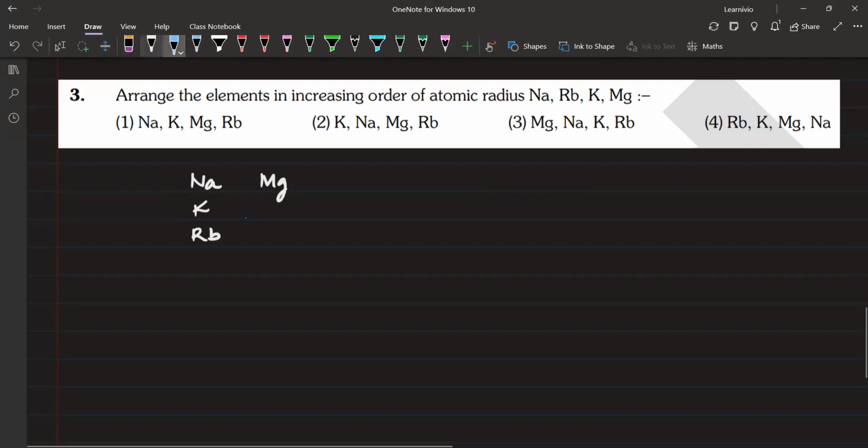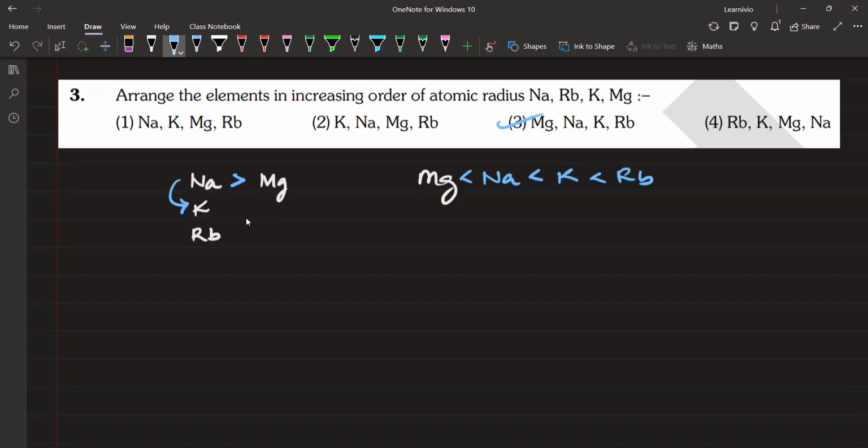Between these two, which will be smaller? Mg will be smaller, because sodium will be larger. As we go along the period, what is going to happen? The size decreases. So sodium will be larger. So who is the smallest here? Mg. Let's check the whole order: Mg, then sodium, then potassium, then rubidium. Who is larger than sodium? Potassium, because it is in the next group, and rubidium is larger than potassium because it is in the next group. I hope that makes sense.